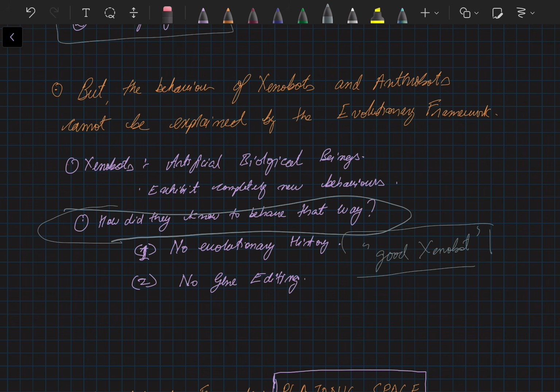Because the xenobots, or the anthrobots for that matter, did not develop as a result of millions of years of evolution. These were artificially created by humans in a lab. So, how did they learn how to perform these behaviors like swimming around, navigating mazes, and self-replicating? Because, as I have just talked about, the standard evolutionary theory dictates that complex, goal-directed behaviors must be learned through millions of years of trial and error in a specific environment.